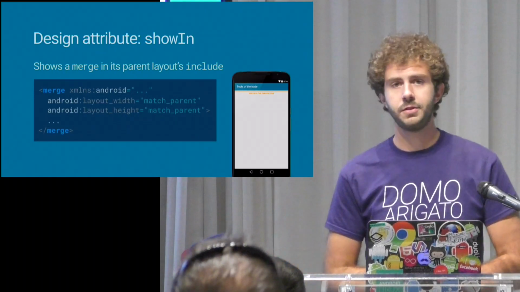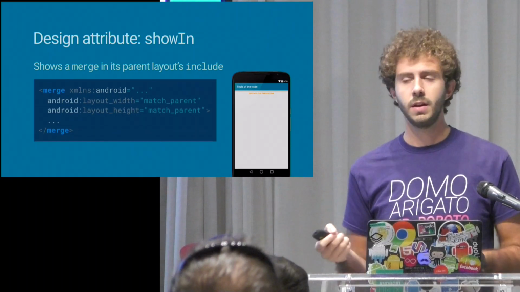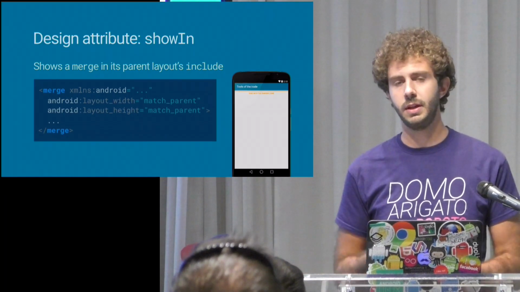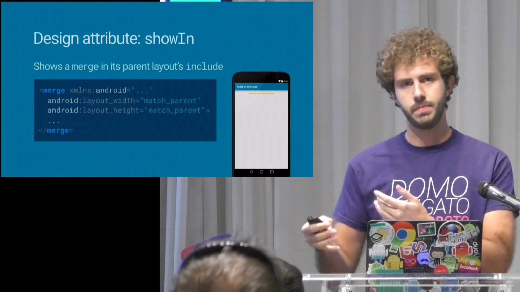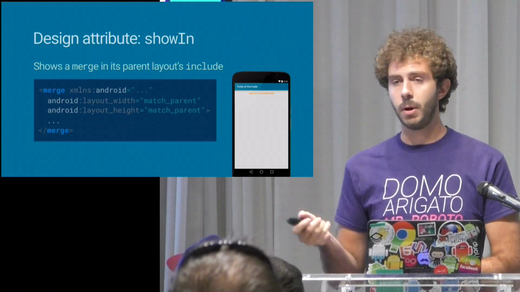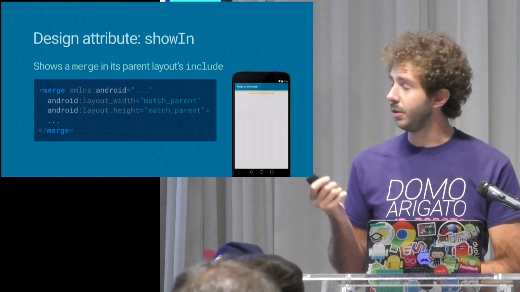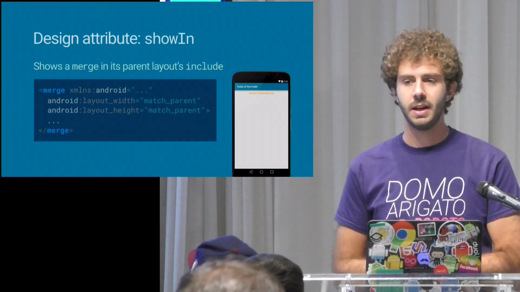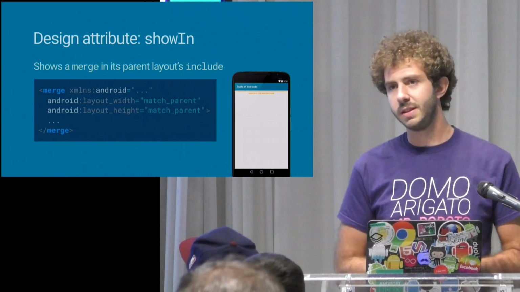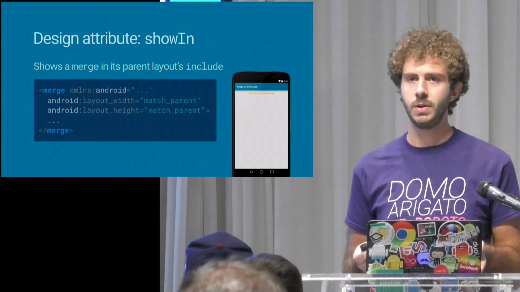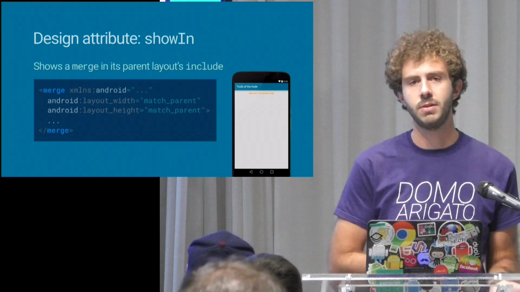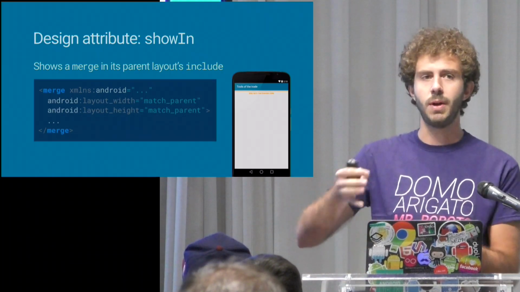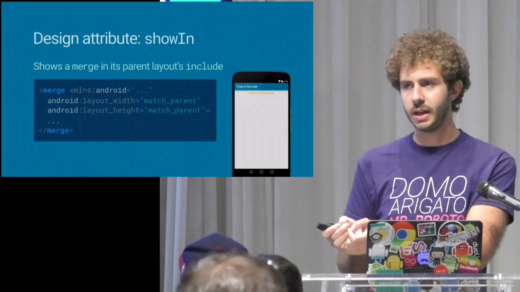Another really cool attribute I find is showIn. So I guess you know that you can use merge and include in your layouts to reuse bits and pieces of UI. The problem with merges is that the layout preview by default is really pointless because merges are treated as frame layouts, and most of the time you actually inflate them inside of linear layouts or relative layouts, so you lose all the context of what's around the include you're working on.